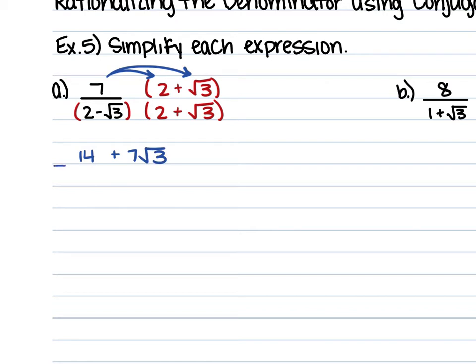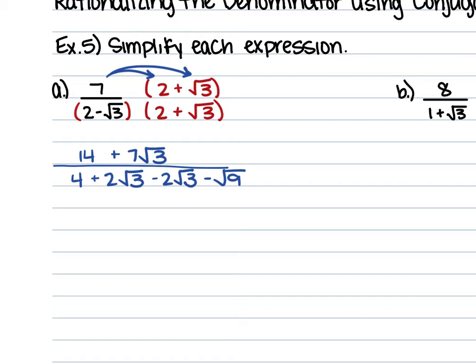On the bottom, in your denominator, you have 2 minus the square root of 3 times 2 plus the square root of 3. FOIL these out. 2 times 2 gives us 4. 2 times the square root of 3 is a positive 2 square root 3. A negative square root 3 times 2 is negative 2 square root 3. And the square root of 3 times the negative square root 3 gives us a negative square root of 9. If the numbers are underneath the radical, they can multiply together as long as the index is the same for both.